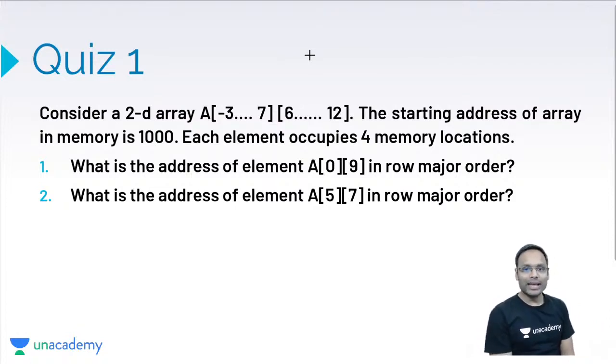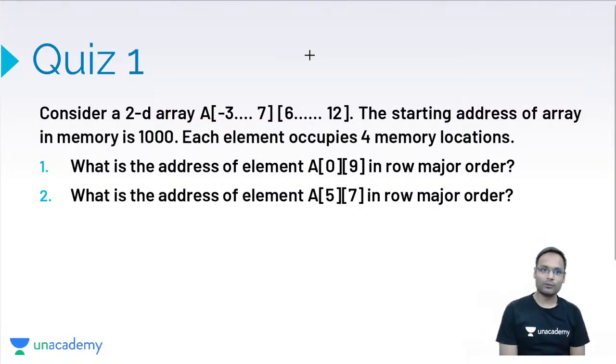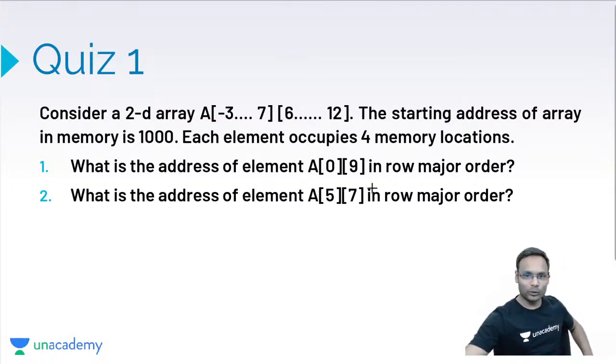So this is the 2D array. The starting address of the array is 1000, which is the base address. Each element occupies 4 memory locations. W is 4. Now you need to find the address of this in row major, address of this in row major.